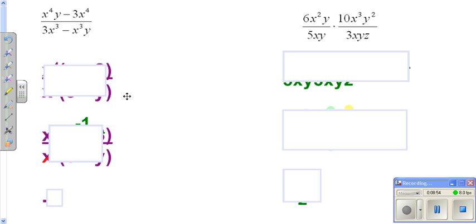So let's take a look at simplifying these. You may want to pause the video and go ahead and try to do these. We're going to first of all factor, so we'll pull out a common factor on the top, common factor on the bottom.